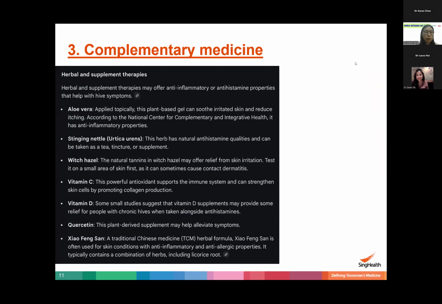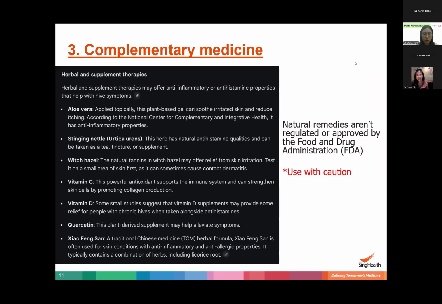Second, complementary medicine-wise, there are herbal and supplement therapies, with various nature or plant-derived ingredients. In general, natural remedies are not regulated or approved by the Food and Drug Administration, and I would say really use them with caution. Plant products and the like don't necessarily mean they're safe, because there are natural products that can actually be harmful to the skin or even to the body.